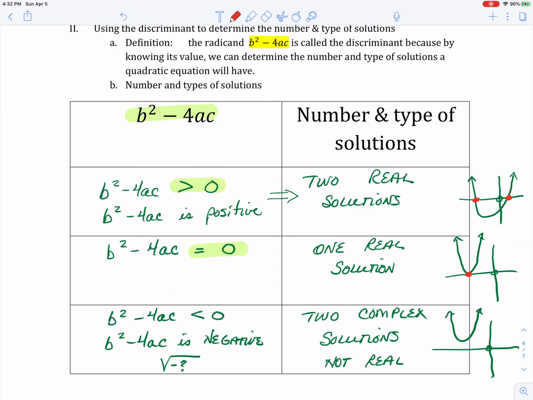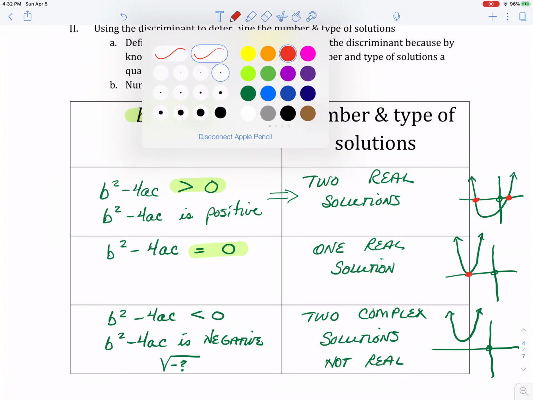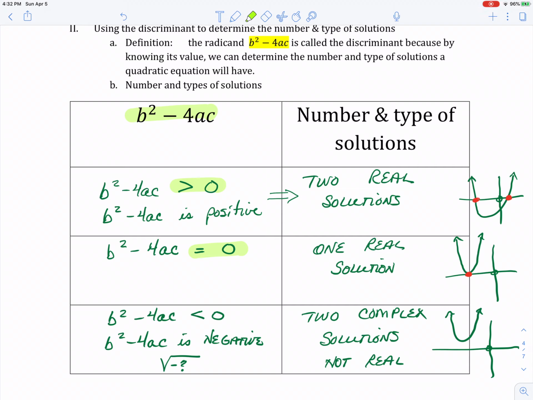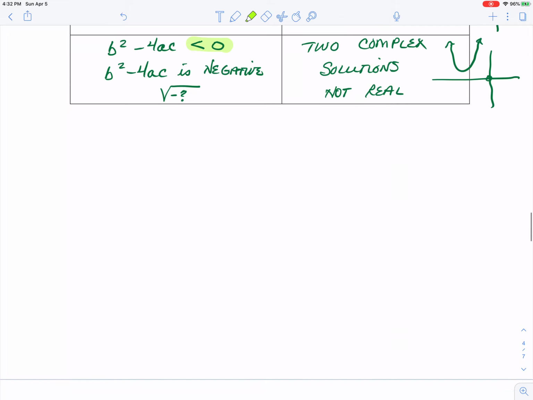And the third case here is if the discriminant, the part that sits under the radical, is a negative number, that is less than 0, that's when we got the 2 complex solutions, the solutions that contain the letter i. And if I take that a step further, when you look at the graph, you get a graph that doesn't cross the x-axis at all. So those are some things you're going to want to start to put together.